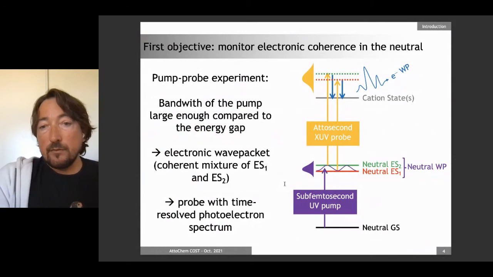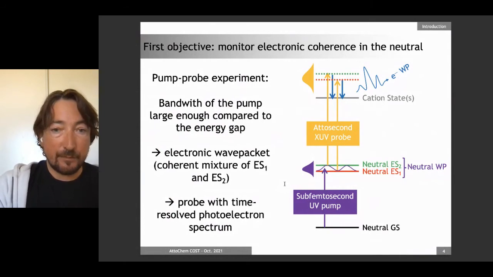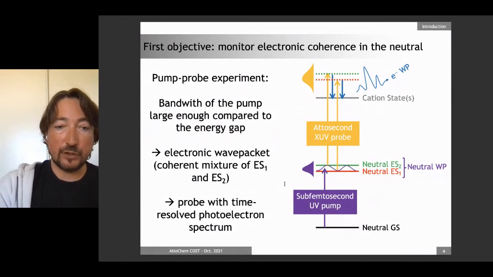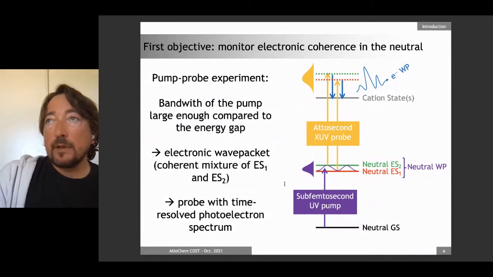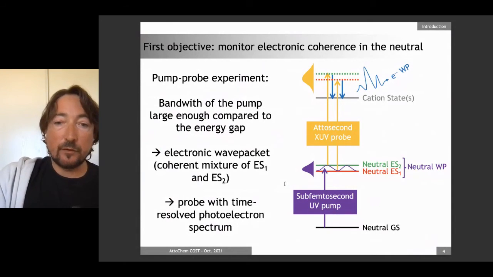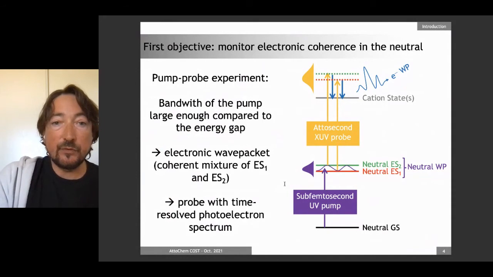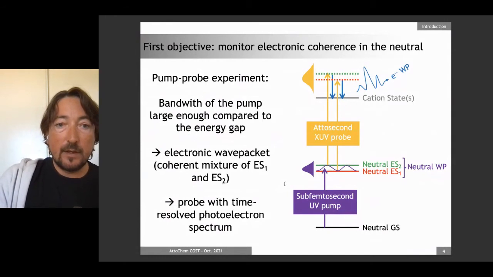Essentially, we are considering that a very short pump can have a large enough bandwidth so as to create such a superposition. This could be in the few femtosecond domain or in the sub-femtosecond domain because we are in the UV. So we are limited by technical constraints.